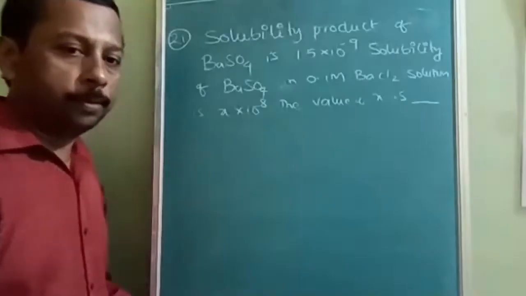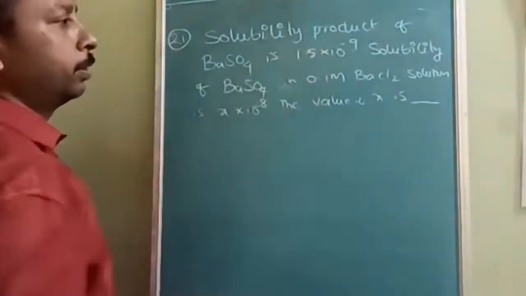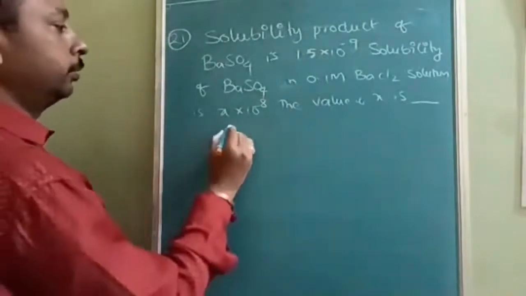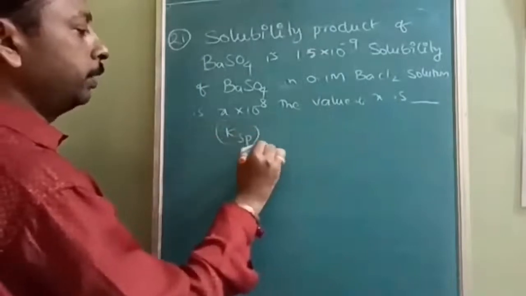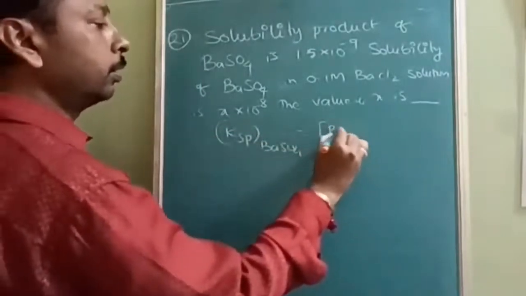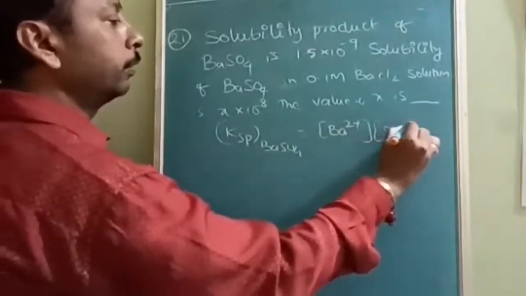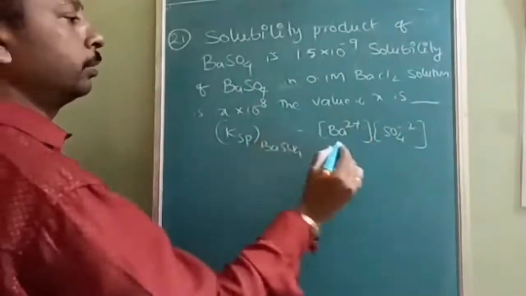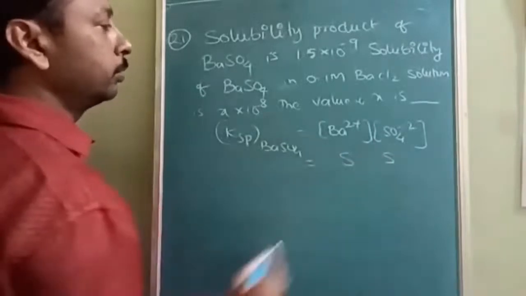Here the solubility product is given: 1.5 into 10 to the power of minus 9. So Ksp of BaSO4 is equal to concentration of Ba into concentration of SO4. We want to find the solubility, so let us take this as S and this also as S.